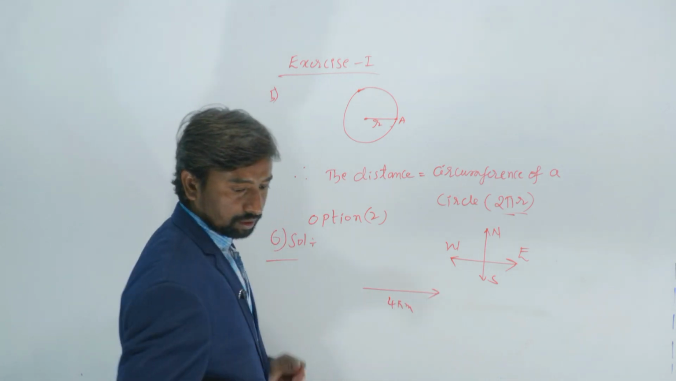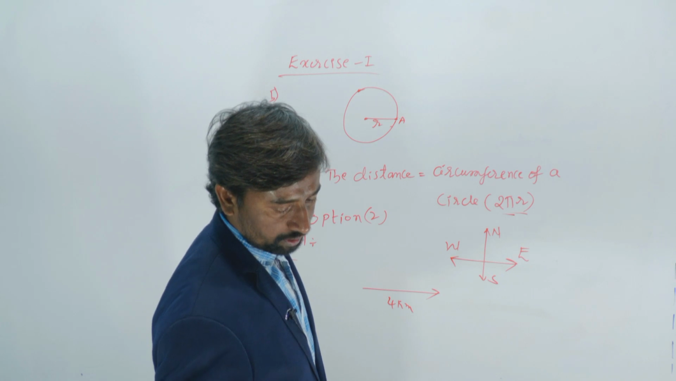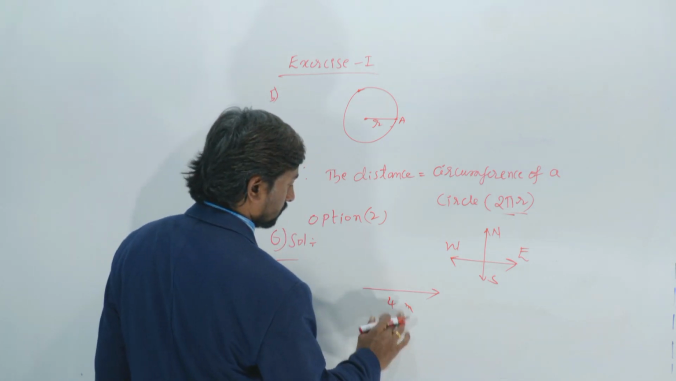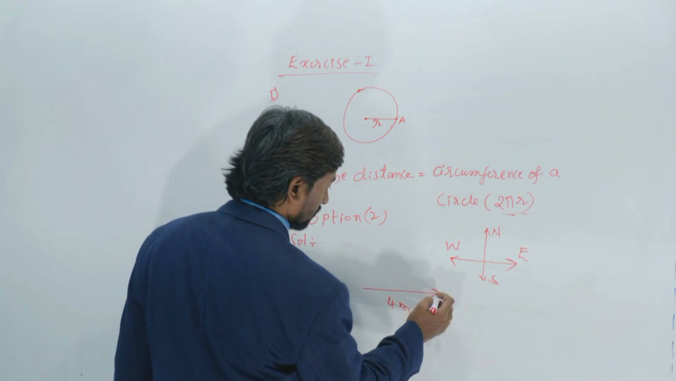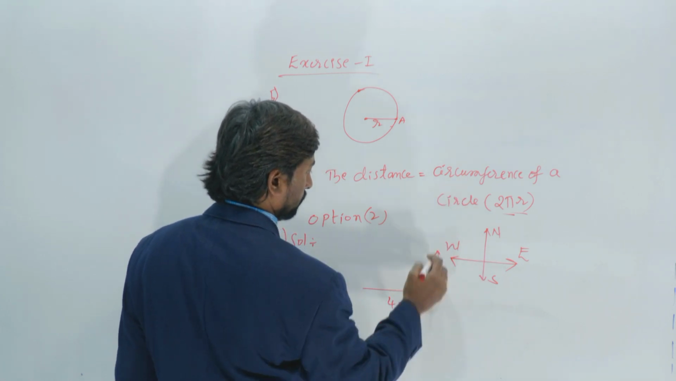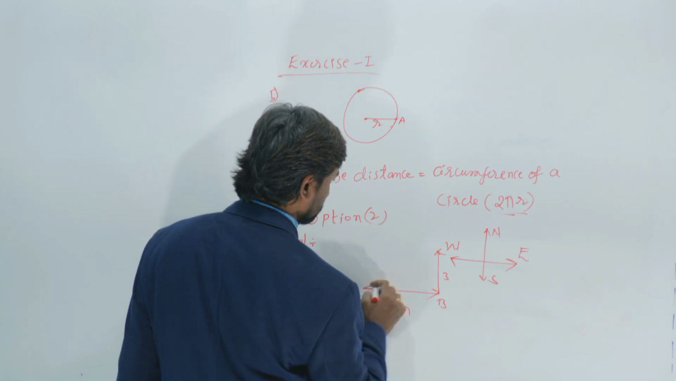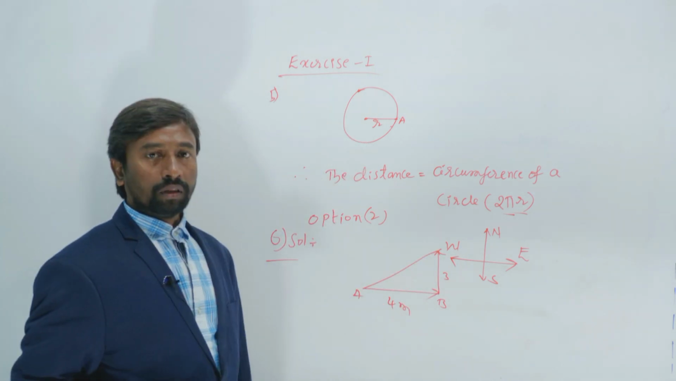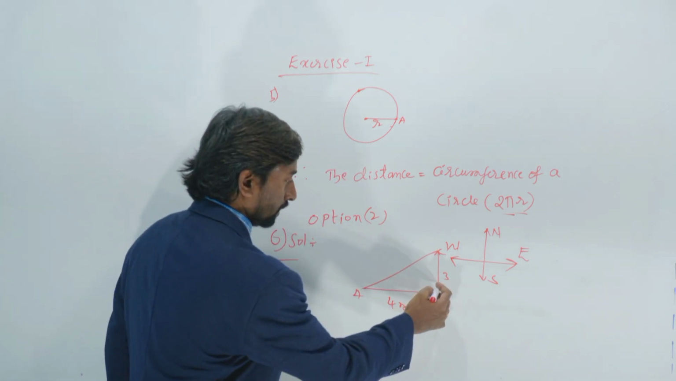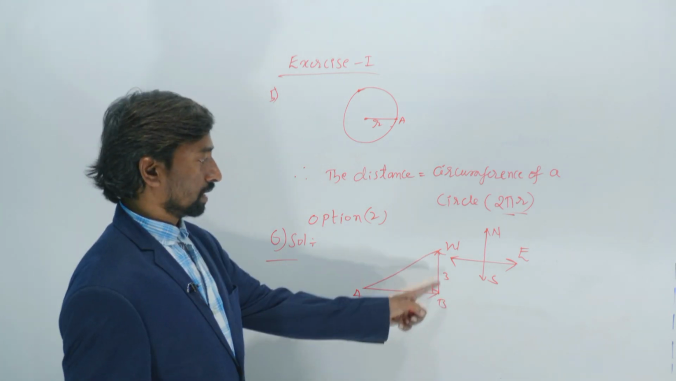From there, he has travelled 3 kilometers north. North means towards up. So, A, B and C: this is the distance. In the right angle triangle, ABC is the right angle triangle.